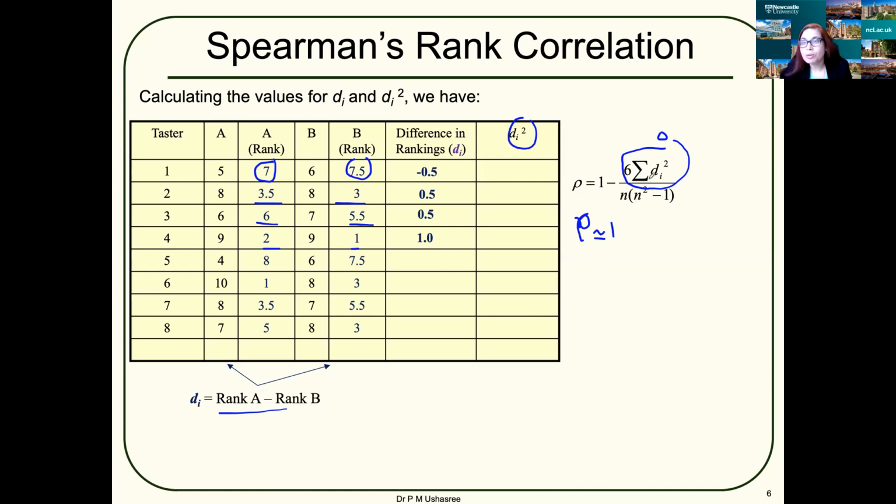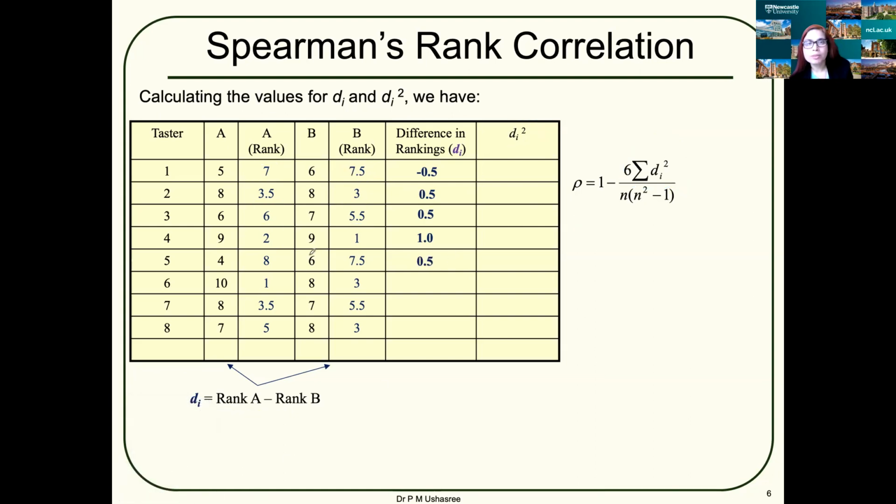So as D increases, the difference between the two rankings increases, and rho gets away from the perfect correlation. That means the strength of the correlation decreases.